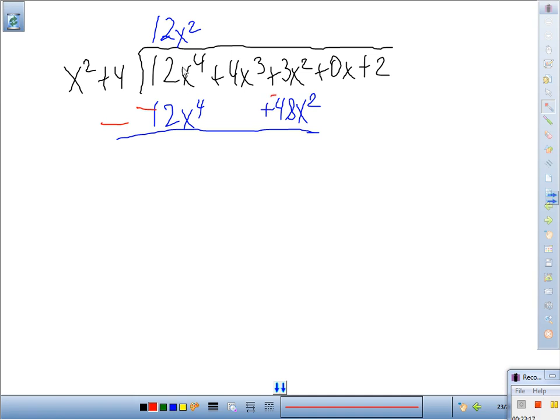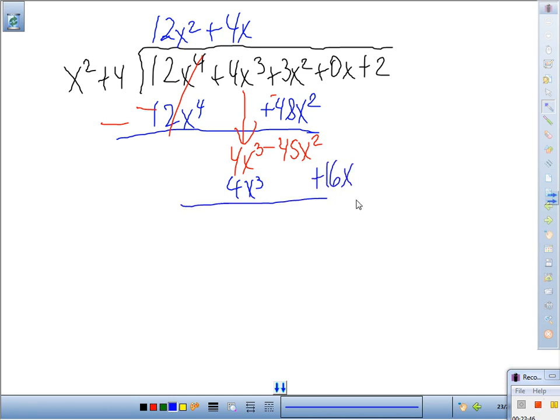Subtract, which means this is the negative, this is the negative. We're left with negative 45x squared. Is that correct? Bring down the next term, 4x cubed. What number times x squared gives us 4x cubed? Positive 4x. That is 4x cubed. 4x times 4 is positive 16x. Positive 16x. Subtract. This cancels. We're left with negative 45x squared minus 16x.